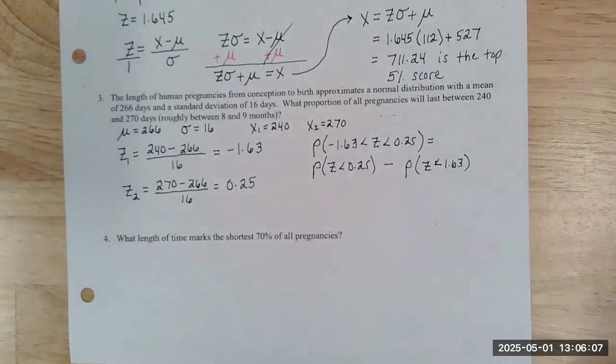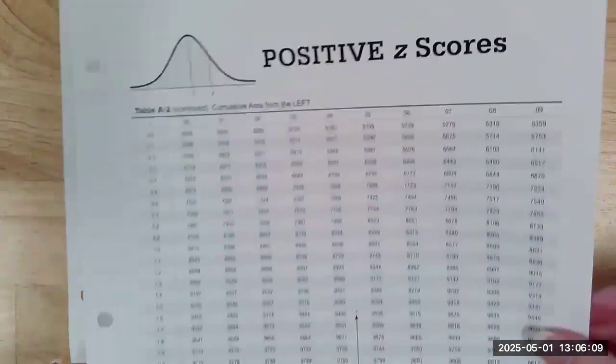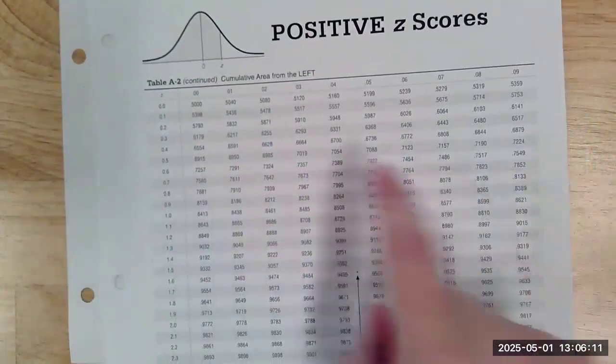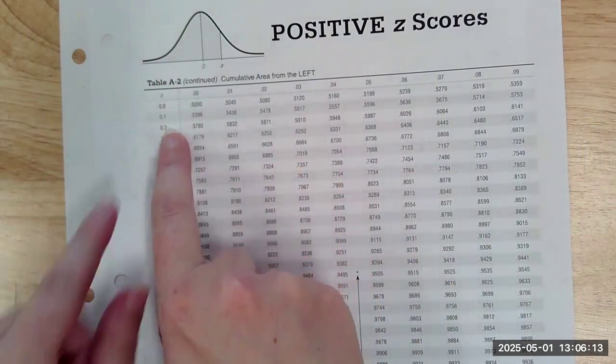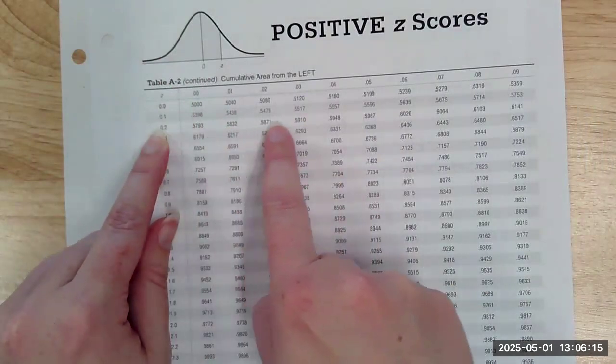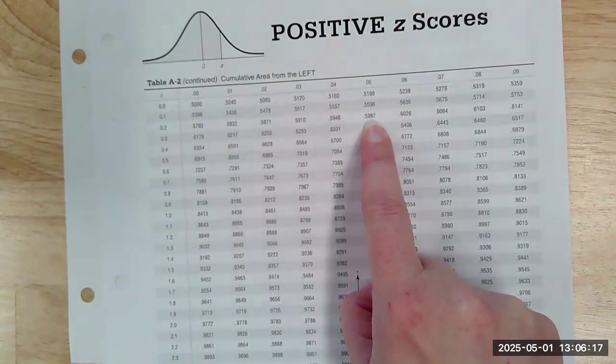That's positive, so we need the positive paper. 0.25 in terms of the Z, 0.2 is here, and we've got to come across until we hit 5. 0.5987 is the number I'm going to write down.